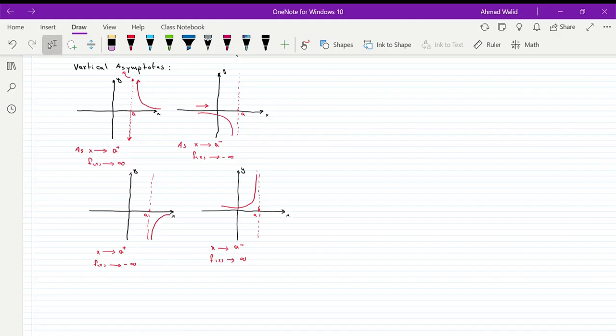Now, how to locate a vertical asymptote? Here I'll give you a topic: locating vertical asymptote. After this, I will write asymptote as ASY, sometimes also ASYM. How to locate a vertical asymptote of a rational function?